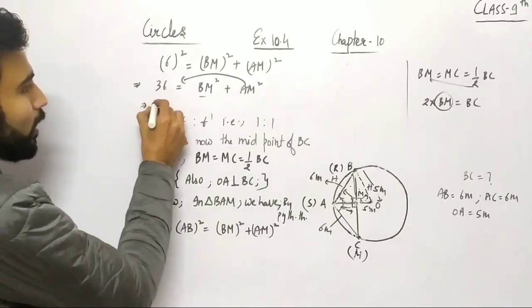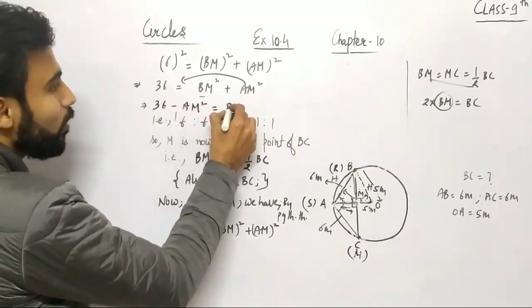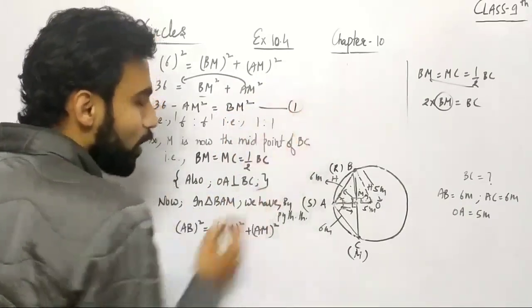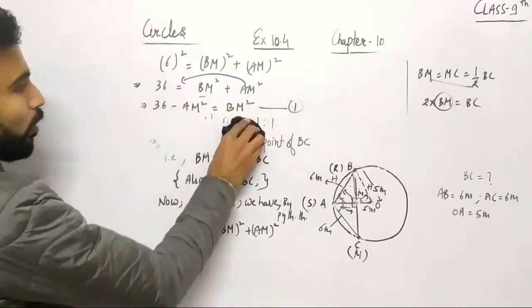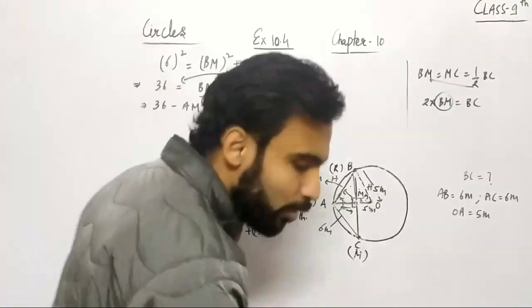So that will be, you can see 36 minus AM square is equal to BM square, right? Now let me just give it equation number first. So erasing the lower side here, now let me just move further into this question.